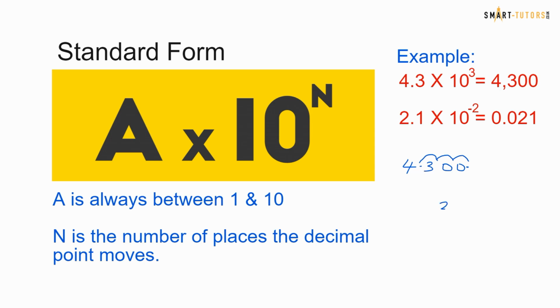The next one, 2.1 times 10 to the power minus 2. Basically, 10 to the power minus 2 means you are dividing by 100, as 10 to the power 2 is 100. Dividing by 100 means the decimal point is going to move 2 places to the left. So the answer is 0.021. Let's look at some exam style questions.